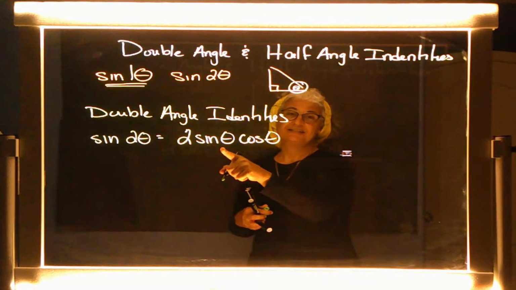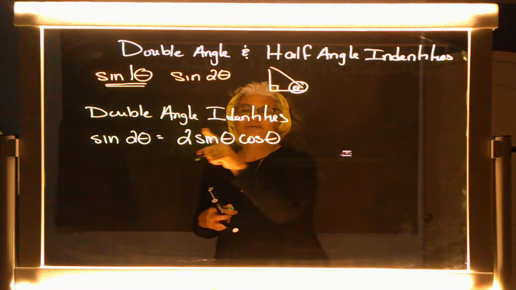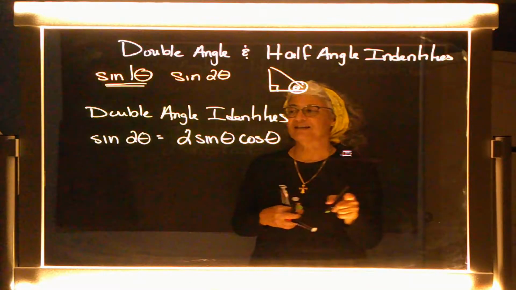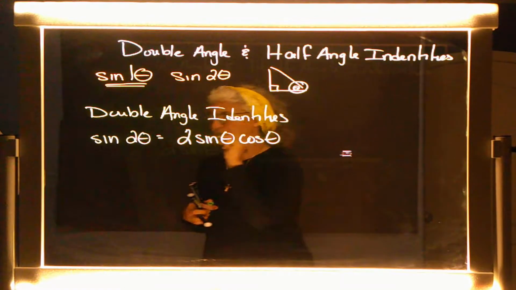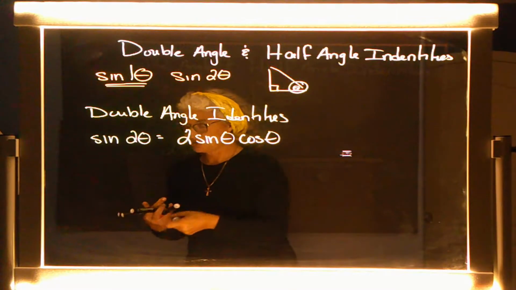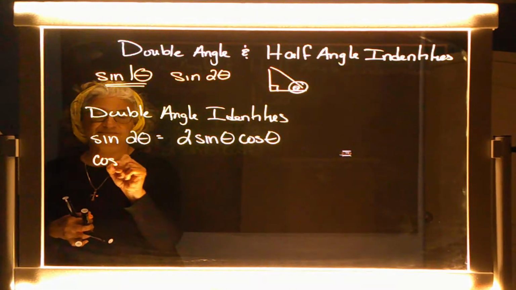This identity, if I take the sine of theta times the cosine of theta and multiply it by 2, that is how I'm going to find the sine of the double angle, or the double angle, I should say. Got it? Okay. The next one, let's talk about cosine.